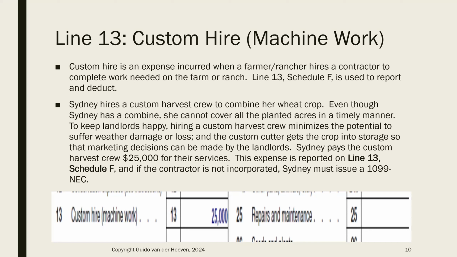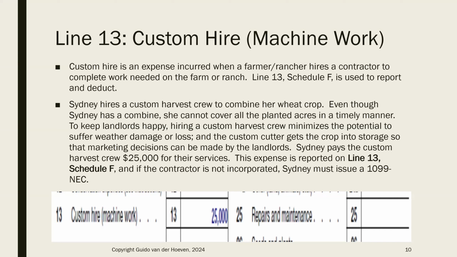Now, this is going to be an independent individual that comes in. They're not an employee, typically. They wouldn't be an employee. They're just an independent contractor. And we're going to use line 13. And you can see there that it's custom hire, with a parenthetical there, machine work. So bringing in dozers, backhoes, whatever might be needed.